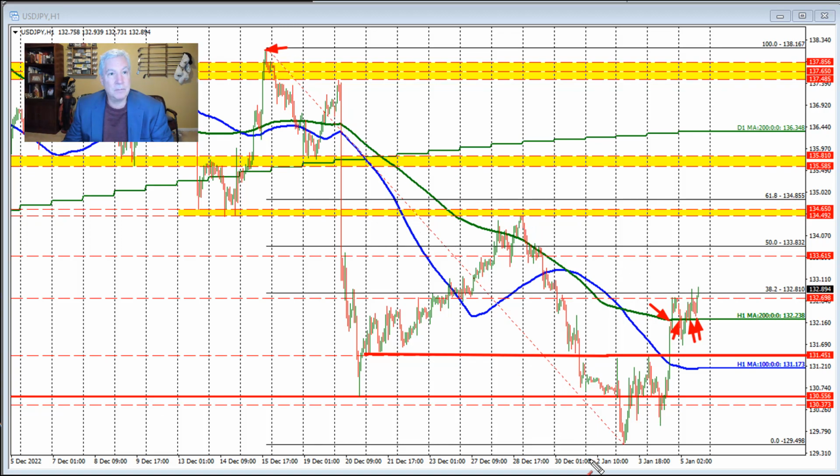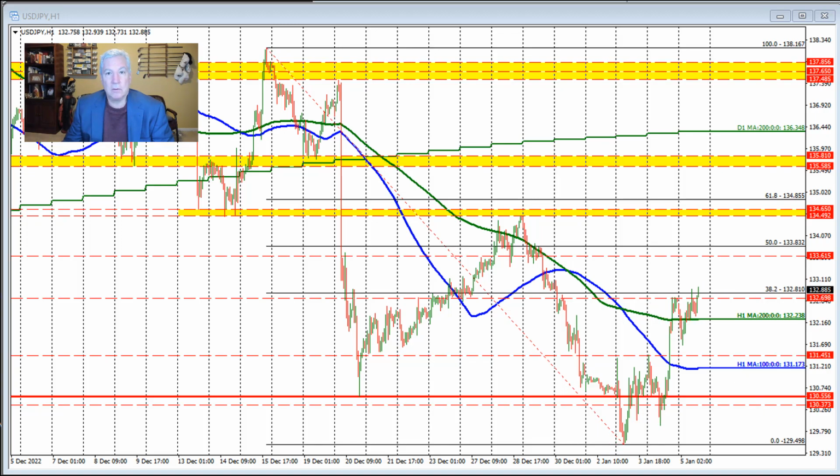That's the move from this high to this low. If we're able to stay above this level, and we're having a little bit of trouble here, but if we're able to stay above that level, we start to look toward the 50% retracement, 133.83, and build off of the bullish bias above the 200 hour moving average.